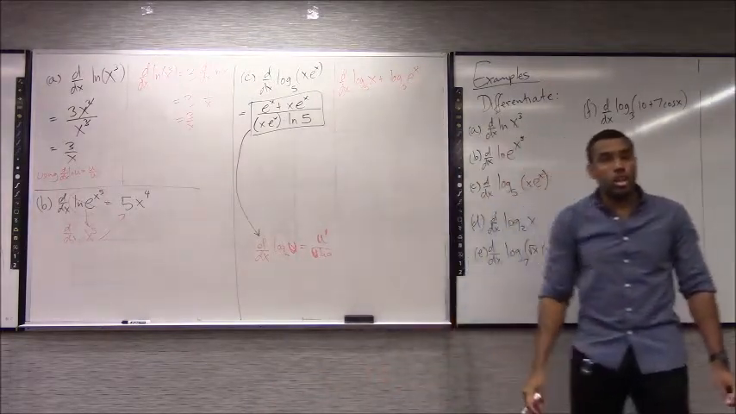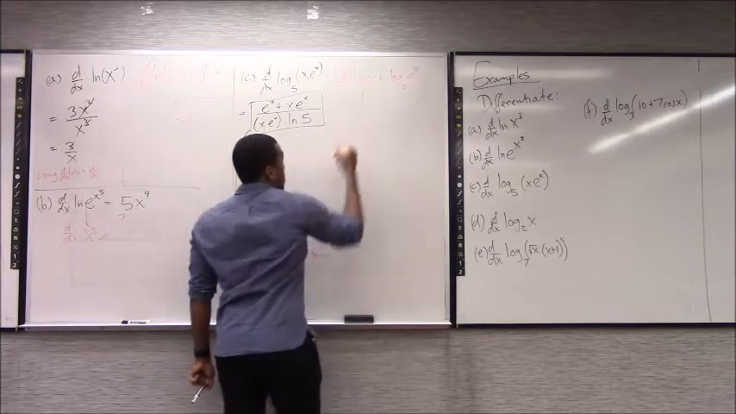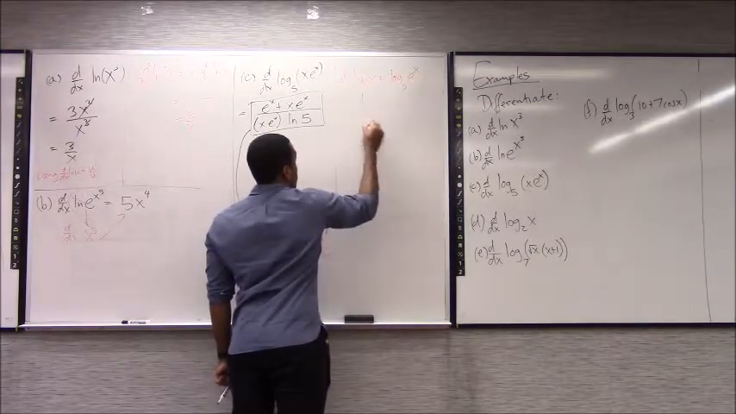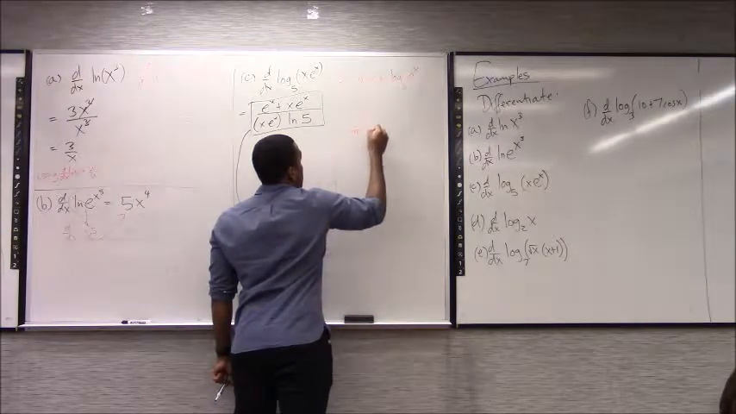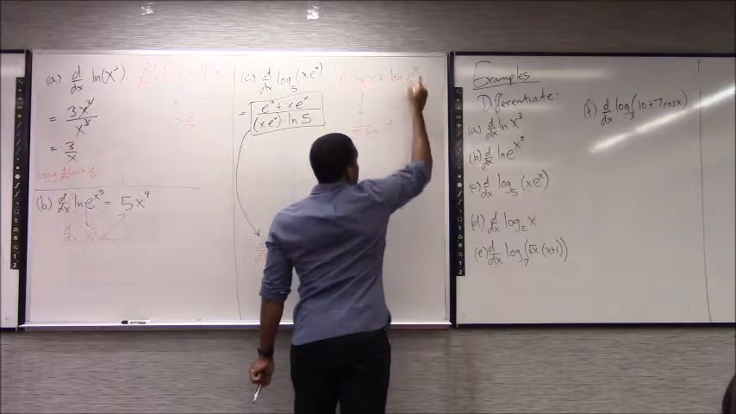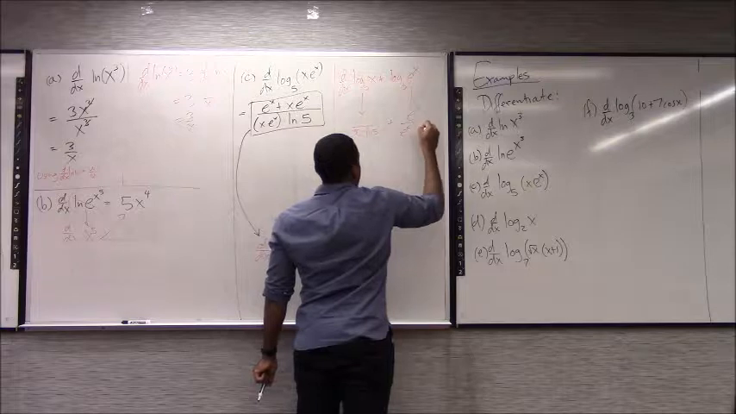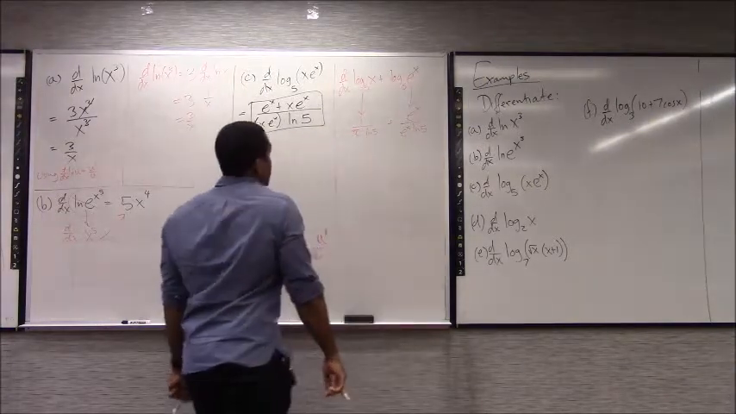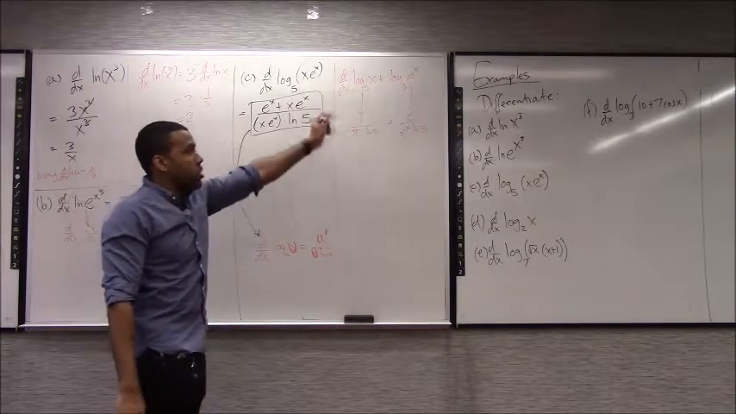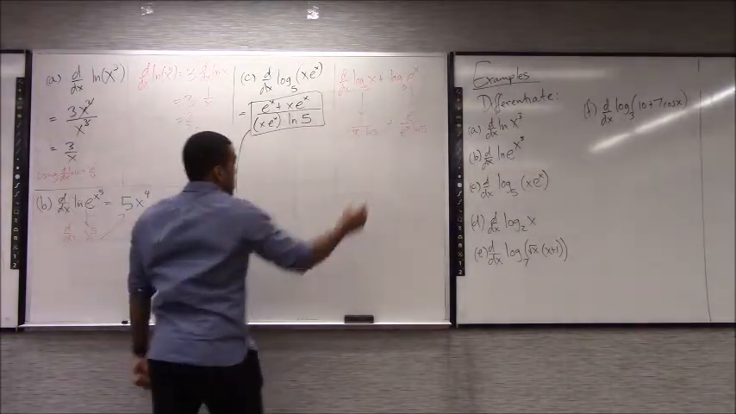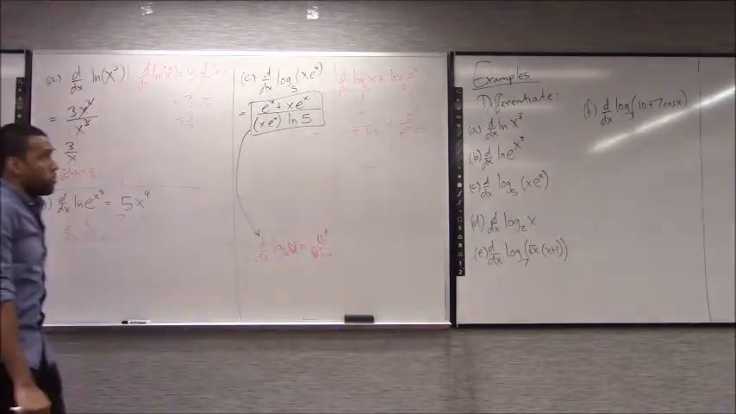You can actually use a log rule to split up a product. And then this one I can do the simple version of the rule. This is just 1 over x ln 5 plus this guy. The derivative of e to the x is easy, that's just itself, over e to the x ln 5. And you can create the common denominator and combine these fractions and you eventually get here. But you could have written your answer in this form and that would also be fine.